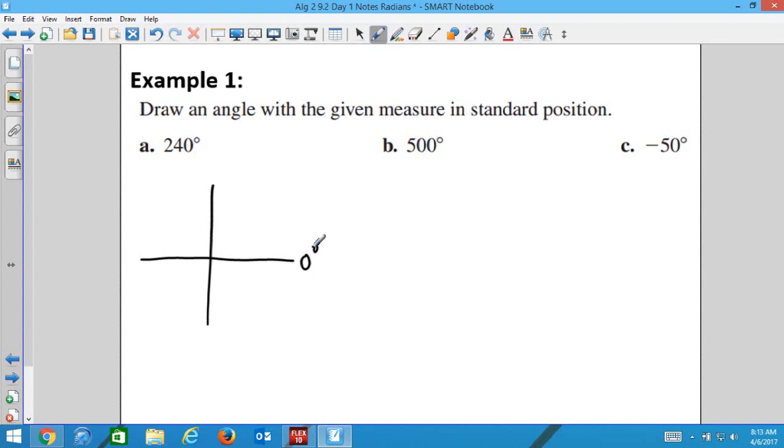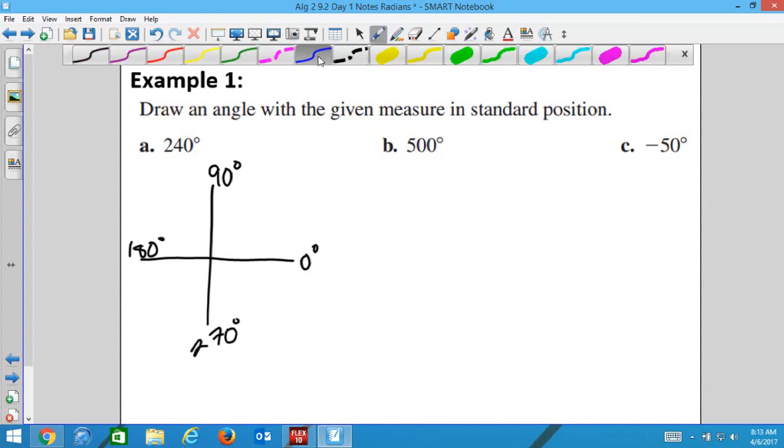The positive y-axis, what degrees is that one? It's 90 degrees. The negative x-axis would be 180, and then 270, and then 360, and then 450. We could keep going around forever if you want, because that's what circles do. We'll just label it.